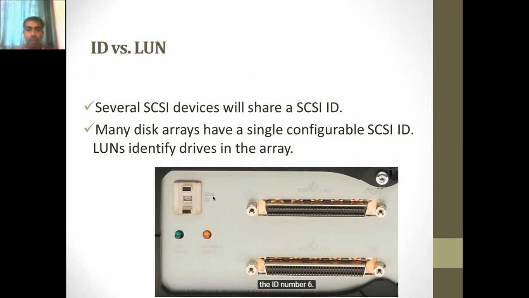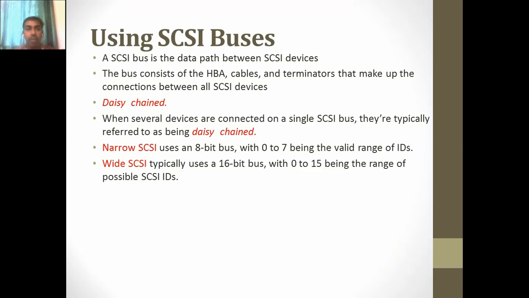Through this, all the SCSI devices will share their SCSI ID. Many disk arrays have a single configurable SCSI ID, and the LUN number ID will also be shared in the drive array. So this is another main thing: using this SCSI bus. What is the main objective of using SCSI buses? It acts as a data path between the SCSI devices.